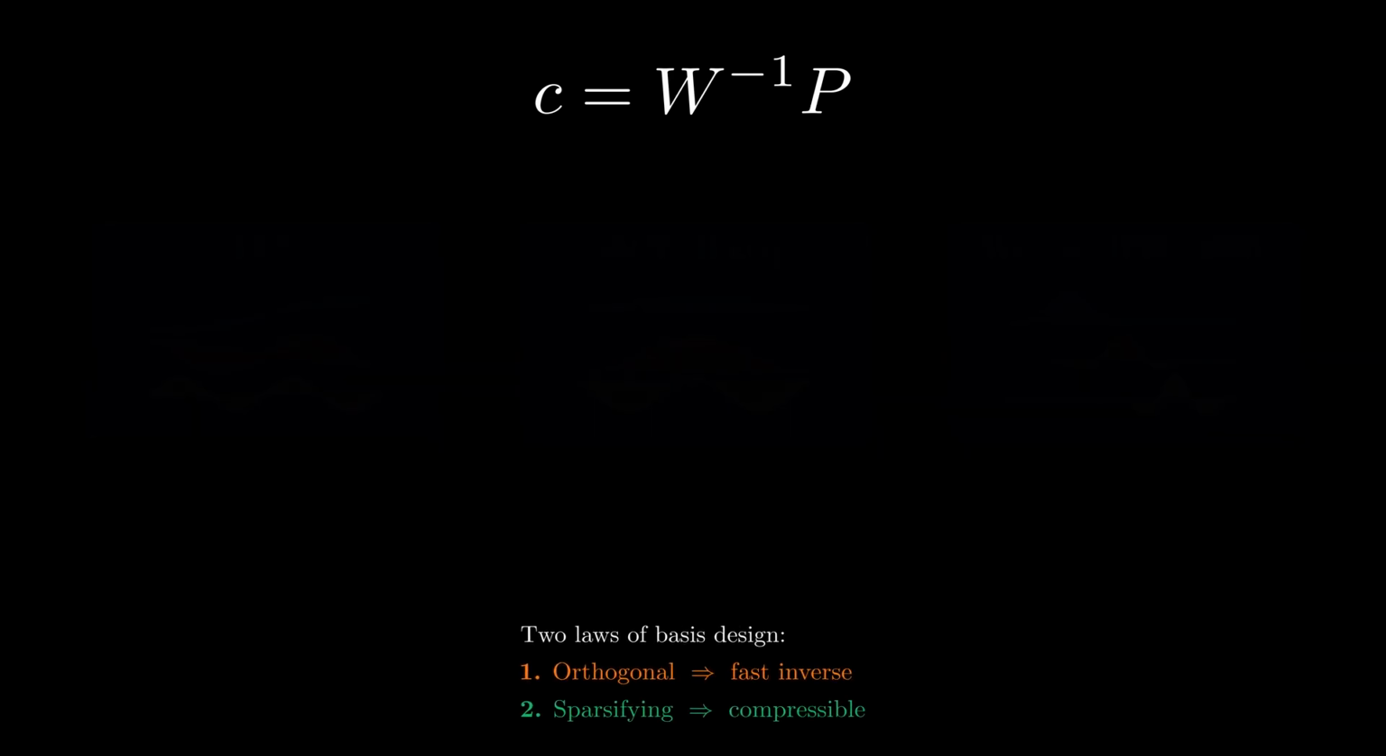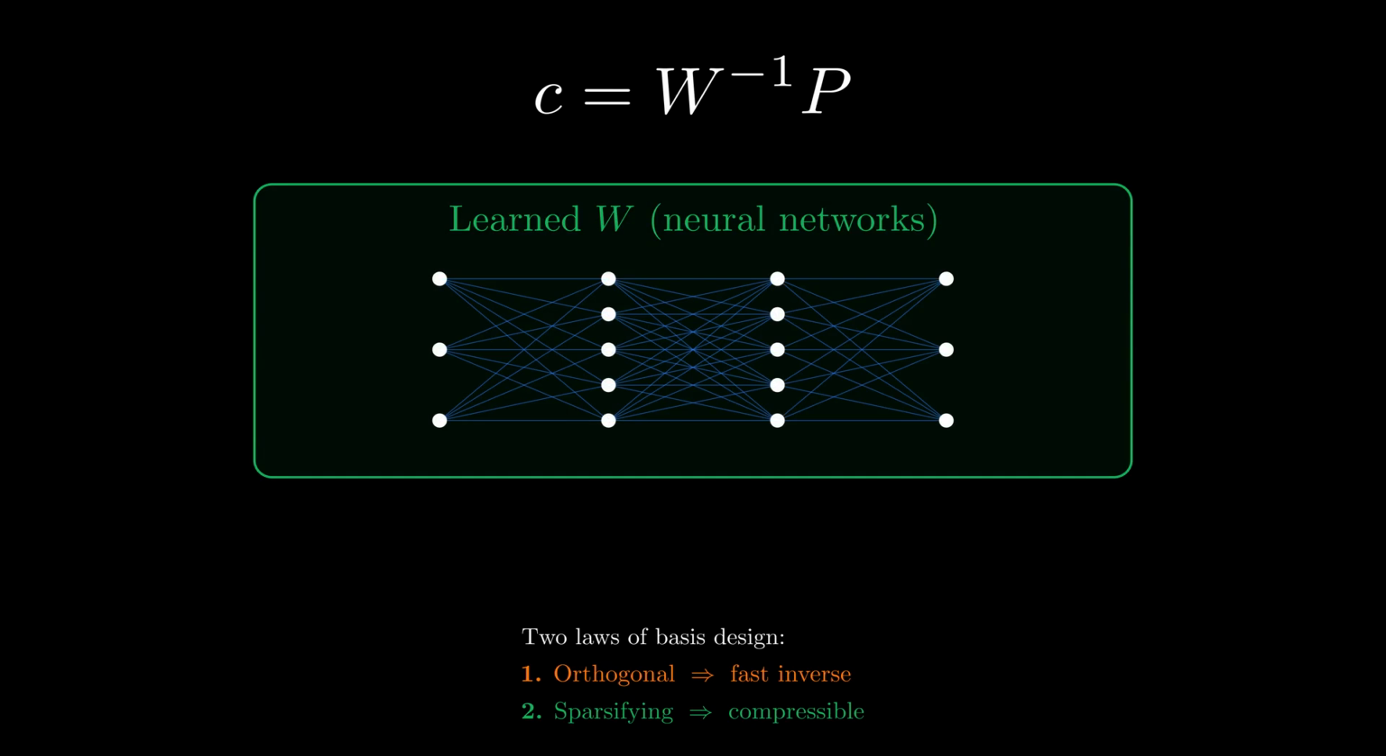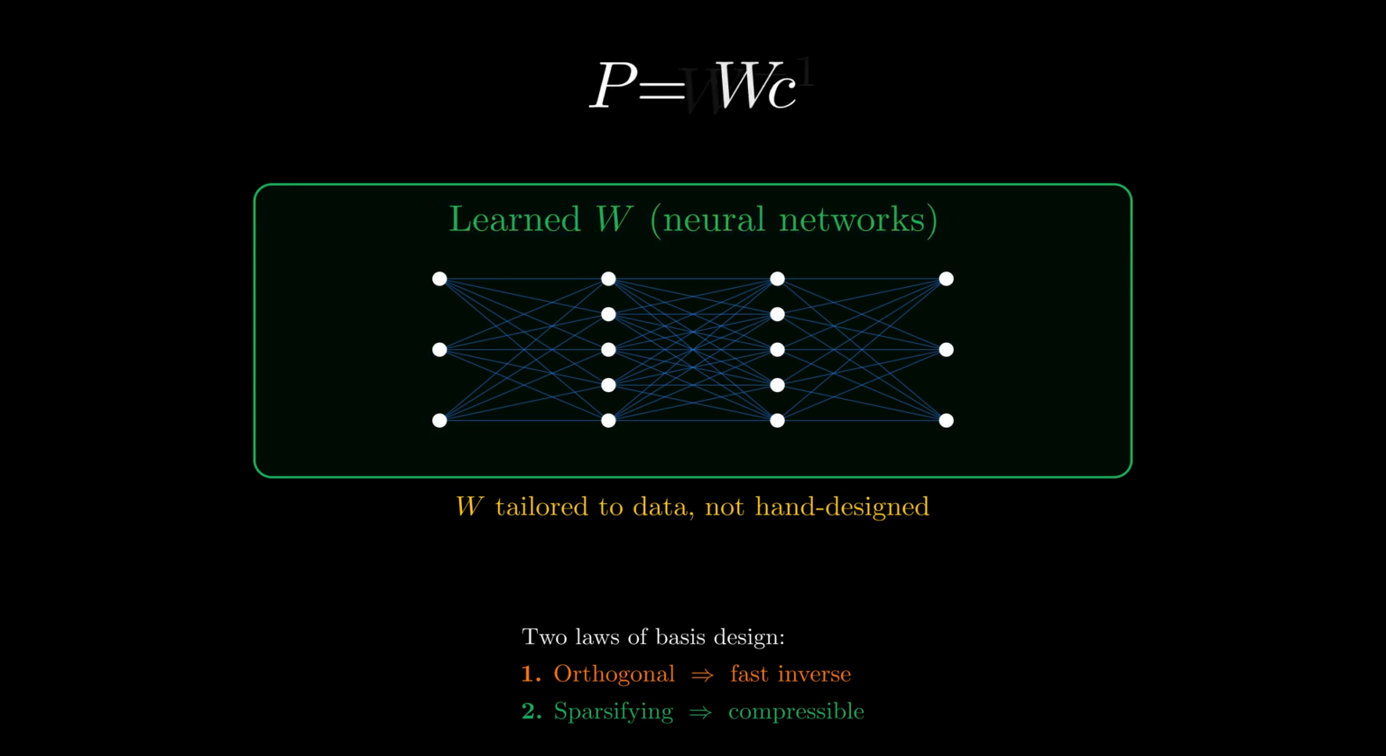This is also what's happening in disguise in modern machine learning. When researchers train neural networks to find good representations of images or text or audio, they're searching for the right W, a basis tailored to data that doesn't come with an obvious one. Same equation, learned instead of designed. Once you see P equals W times C, every algorithm in the compression world starts looking like the same idea wearing different clothes.